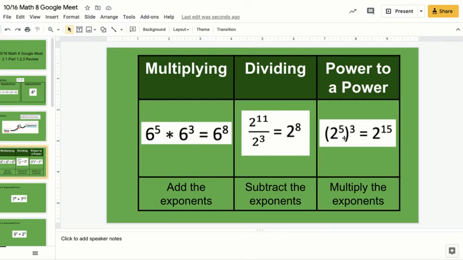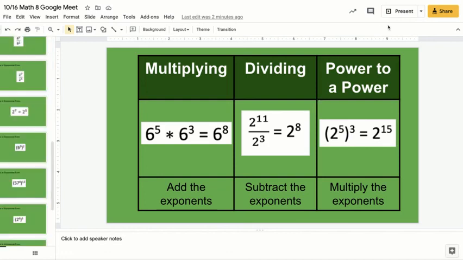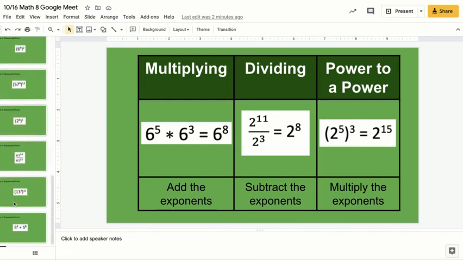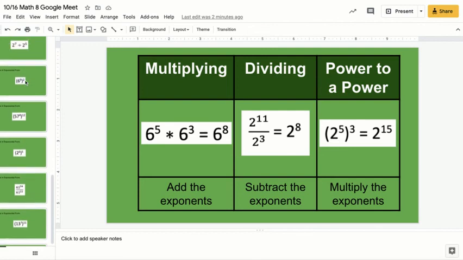This can be easy to get confused with multiplying. Notice here there's a multiplication sign between, and there are two bases. Here, I don't get 2 to the 8th for my answer because I multiplied that. So notice there's a difference there between those. Let's take a look at some problems that have a power to a power.